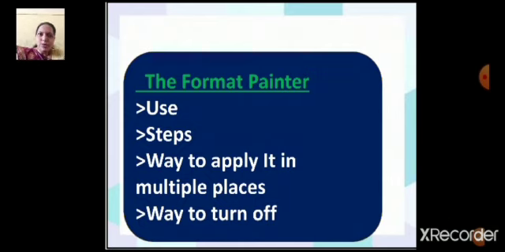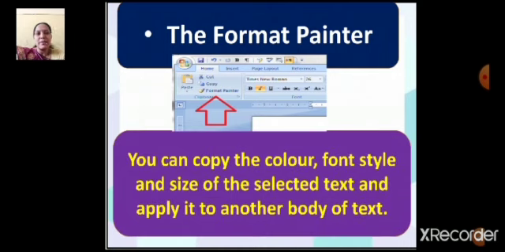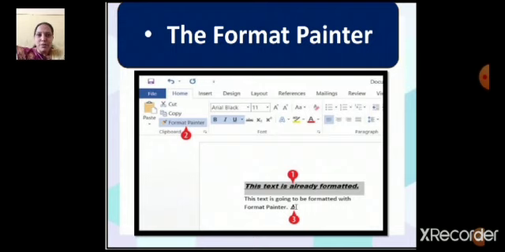So in the last video we learnt about the option called Format Painter, which is used to copy the formatting feature from one part of the text to another part. We came to know what is the use of Format Painter. The formatting feature will be copied and placed where we want in MS Word. So you can copy the font style, color, size of the selected text from one part to another. So we came to know about the steps to use the Format Painter.